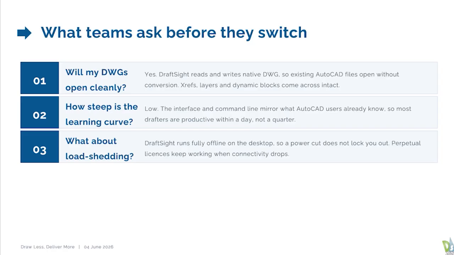What about load shedding? DraftSight runs fully offline on the desktop, so a power cut does not lock you out. Perpetual licenses keep working when connectivity drops. So basically, your network connectivity has no effect when running DraftSight, especially if it's a standalone license.